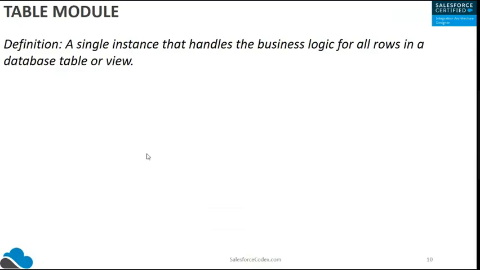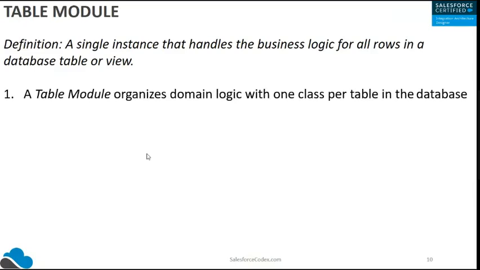Take an example: in an e-commerce application, you have product as an entity or class. In that product class, you have behavior and all the methods that handle business use cases, like adding a product or removing a product. For all those methods, whatever implementation is required, we add the logic in the same class. So a table module organizes domain logic with one class per table in a database.